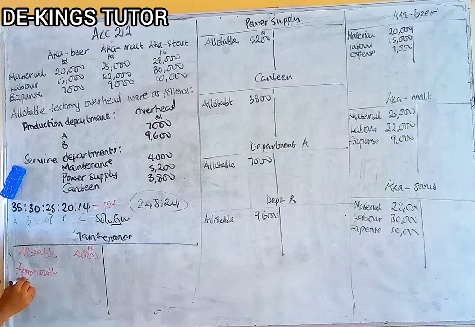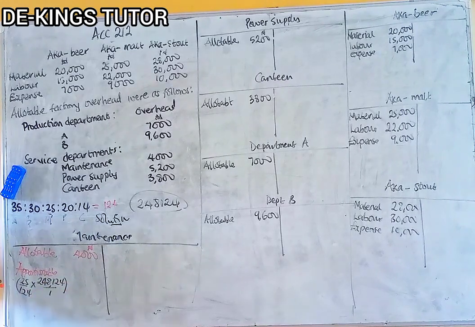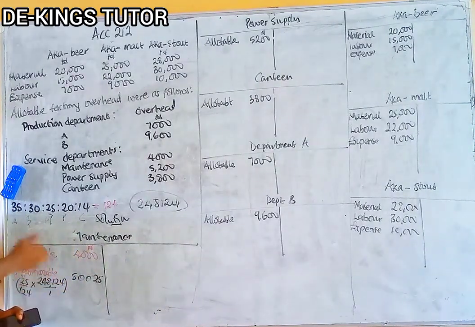So I have 25 over 124 times 248,124. So what do we have? 50025. Is it 2.5? Okay, so we have done the apportionment for maintenance.